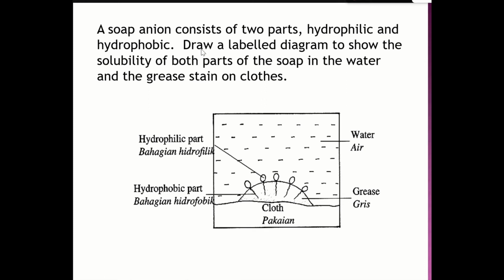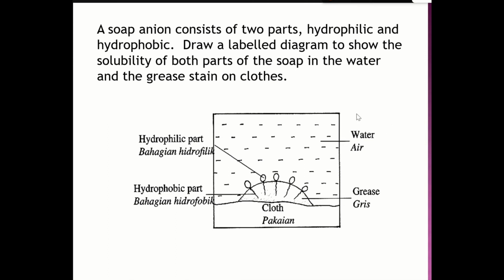So the question here asks you to draw a labelled diagram to show the solubility of the soap in water and the grease stain on cloth. So here you're going to come up with a diagram. What is the problem for the majority of students? Because they say to show the solubility of both parts in the water, the majority of the students forgot to draw water.